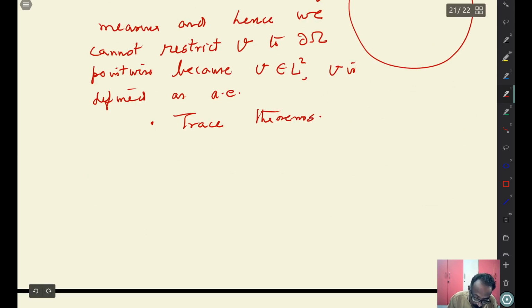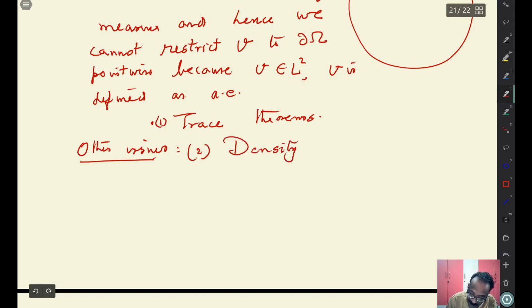The other issues which you have to understand: this is one, the trace theorem. The other issue is density theorems.